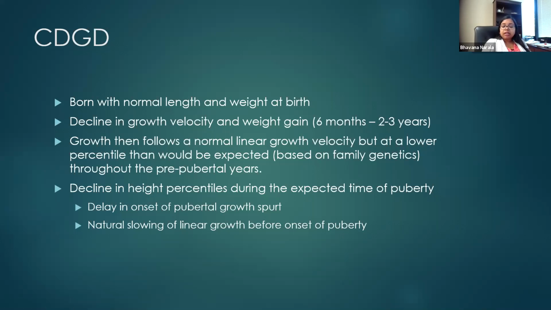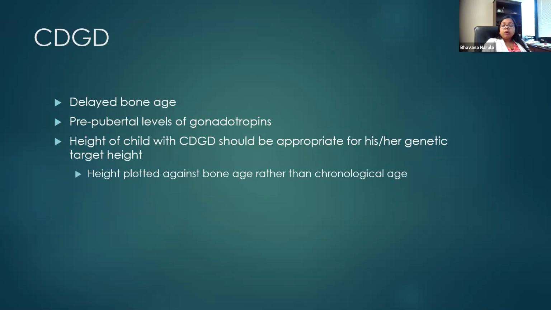So you really have to get a good history, look at the family history, look at your bone age to really make this diagnosis, because it's easy to mistake this for thinking, oh, they've got possibly growth hormone deficiency or some other organic etiology going on, but rather this is a normal variant, right? So what do we get?